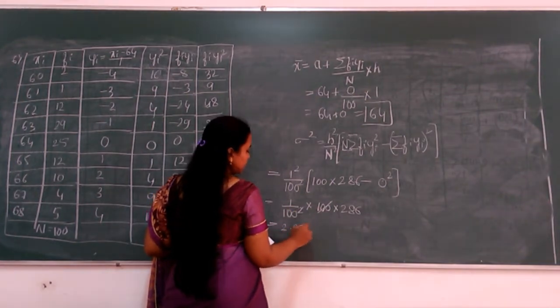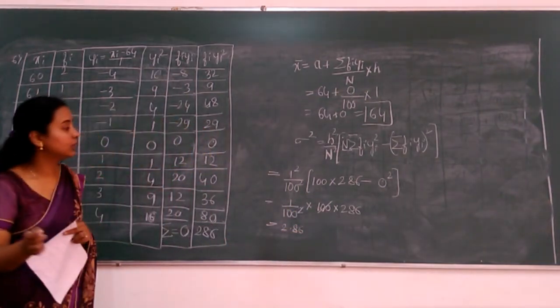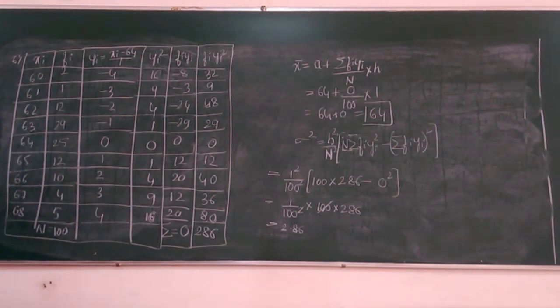Okay, wait a minute, student. So here we have got the total sum as how much? We have got the total sum as 286, right? So 286, yeah, 286 we have got. Next, 286 divided by 100, it will be 2.86. Yes, so the variance is 2.86.